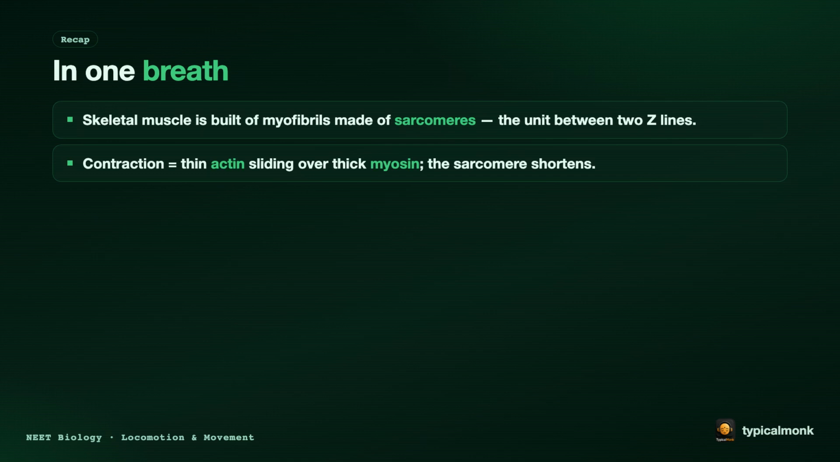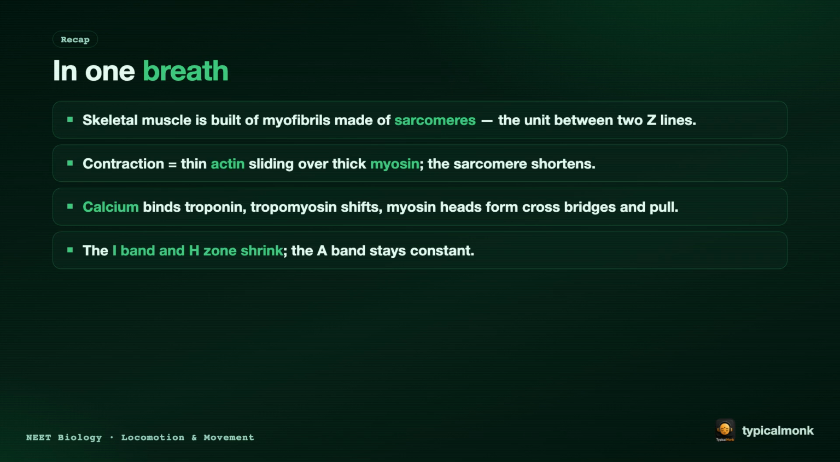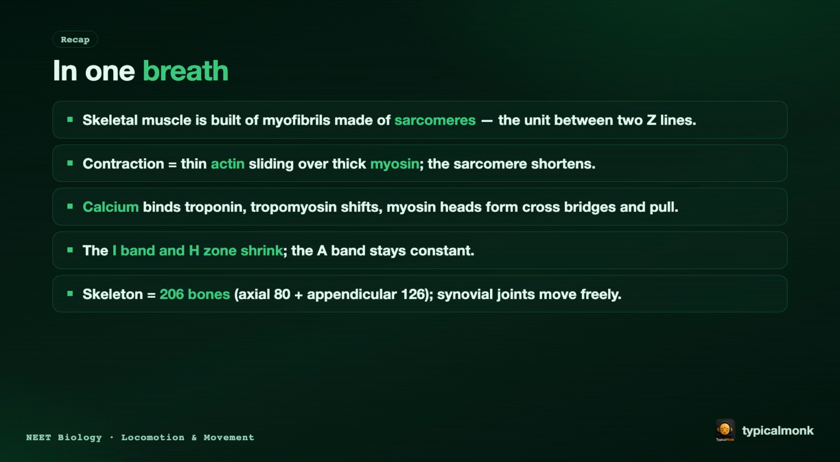Skeletal muscle is built of myofibrils, which are made of sarcomeres, the unit between two Z lines. Contraction means thin actin sliding over thick myosin. The sarcomere shortens. Calcium binds troponin, tropomyosin moves, and myosin heads form cross bridges and pull. The I band and H zone shorten. The A band stays the same. The skeleton means 206 bones, axial 80 and appendicular 126, and synovial joints move freely.